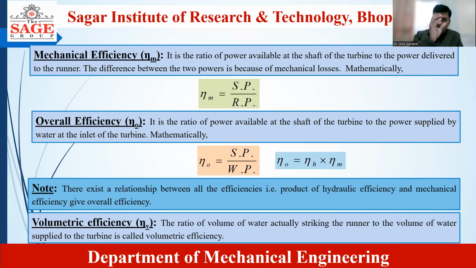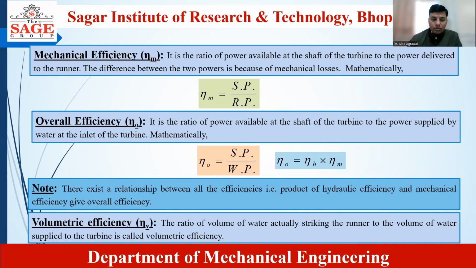See what is happening here. When water is coming from the dam to the penstock, and coming out from the nozzle, not all water is striking the turbine blade. Some water just goes without striking the turbine. So the volumetric efficiency is the volume of water that is actually striking the turbine blade to the volume of water that is coming through the penstock and getting out from the nozzle. So this is the ratio of actual water striking the runner or the blades to the actual supply of water to the turbine, and that is called volumetric efficiency.